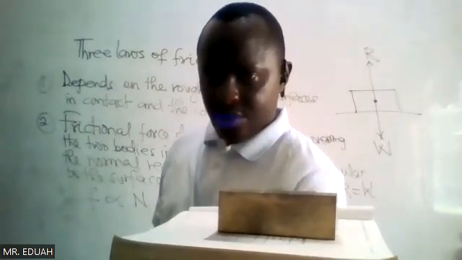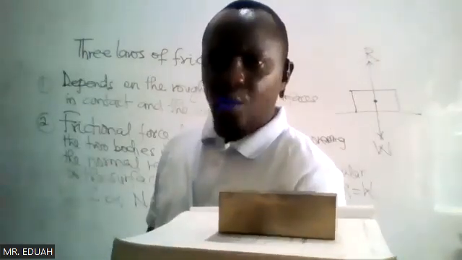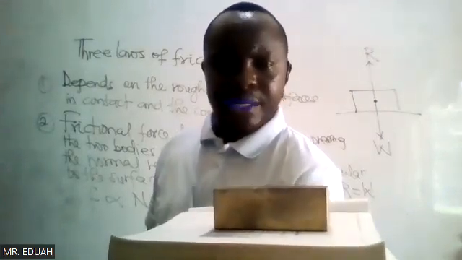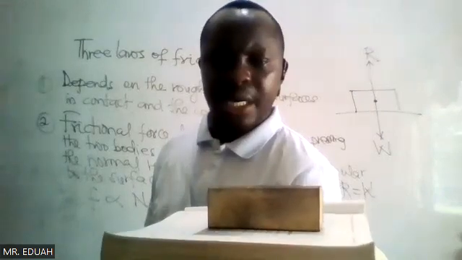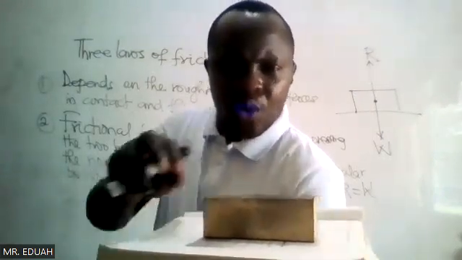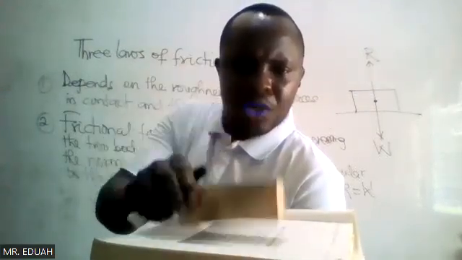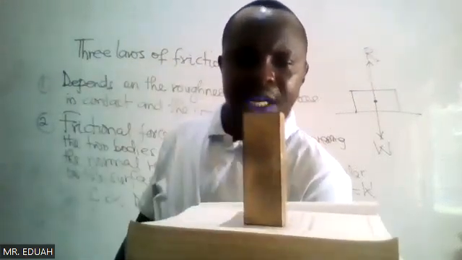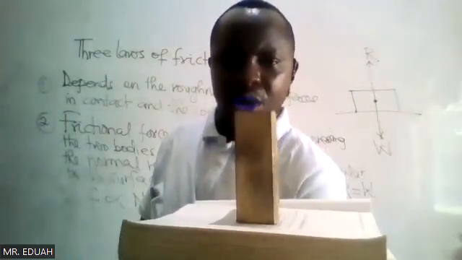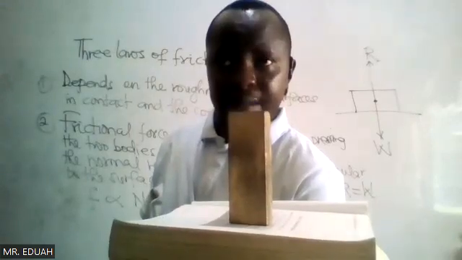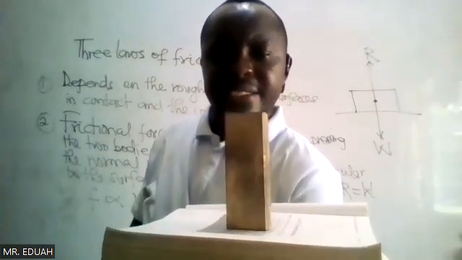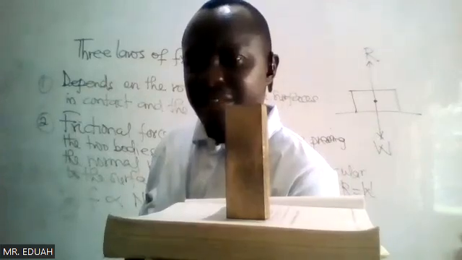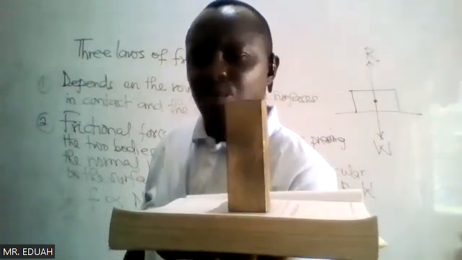No, the weight will never change. It is still mg. Once the weight isn't changing, the reaction which holds the two together will never change, even though there is a change in the cross-sectional area. If I turn it this way, I've changed the area in contact with the book, correct? In changing the area of contact, will the weight of the duster change? No. And so the reaction will also not change.